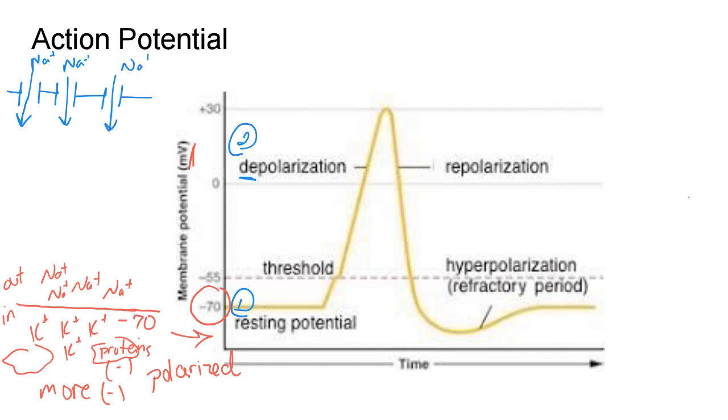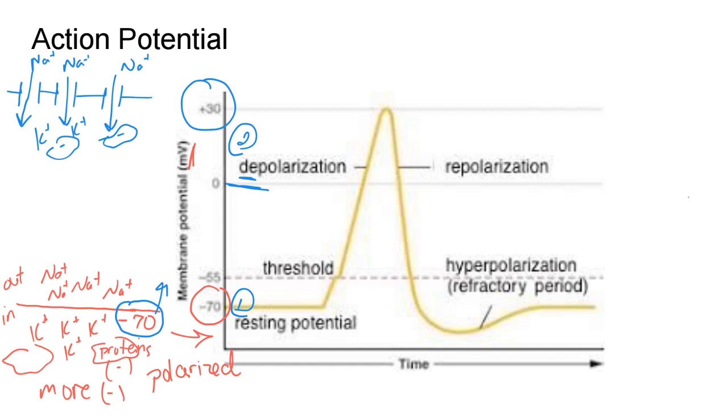If I have a bunch of positive ions coming in, there's my big giant negative proteins. If I have a bunch of positive ions coming into the cell, well, that's going to take this -70 and bring it up. It's going to bring it more positive, closer to 0, which you can see at the 0 line here. Depolarization actually crosses 0 and makes it become more positive on the inside than on the outside.